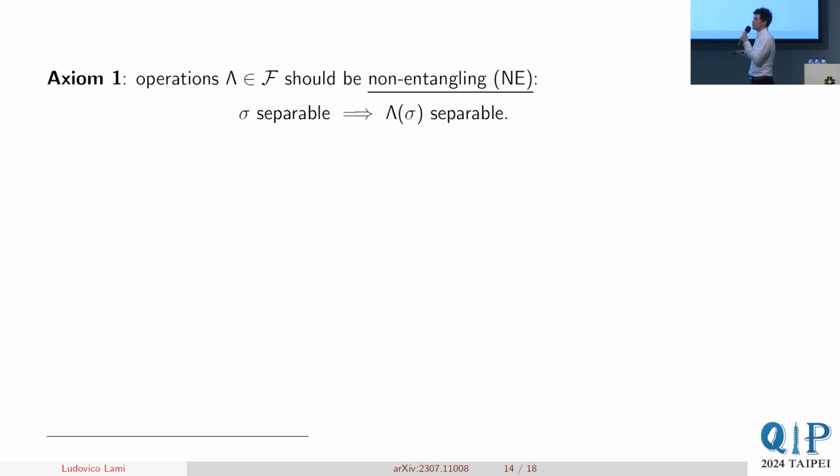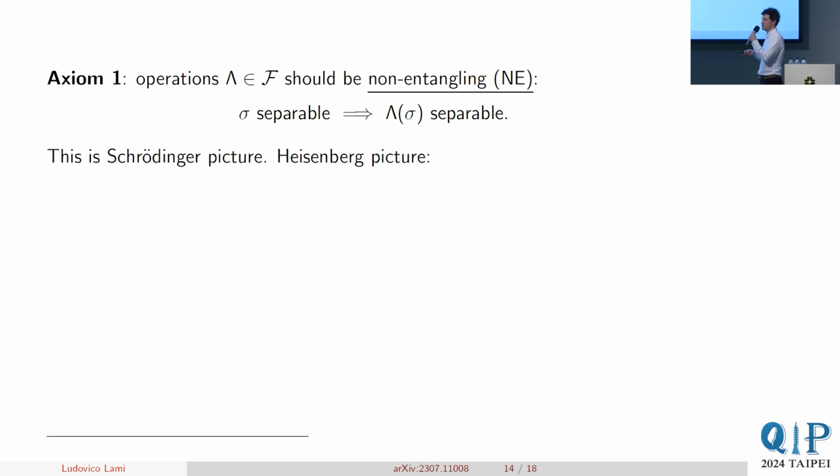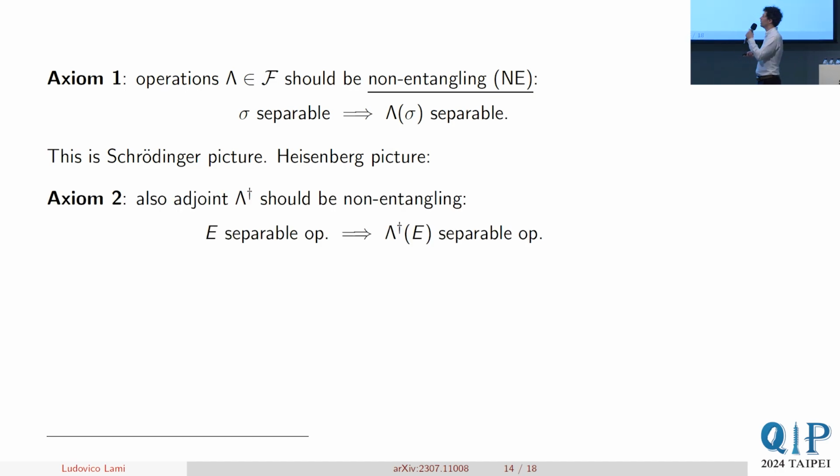Good. So what axioms should we impose? So the first axiom is that operations in F, free operations, should not be entangling, should be non-entangling. So they should send separable states into separable states. Okay, so this is good, but this is a Schrödinger picture. What about the Heisenberg picture? You could also say the adjoint action in the Heisenberg picture should be non-entangling because it should send separable measurements into separable measurements. Otherwise, it's not. This is also a very reasonable axiom.